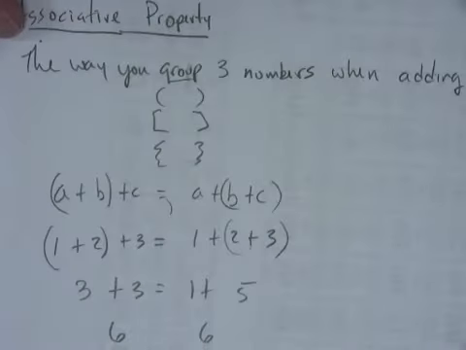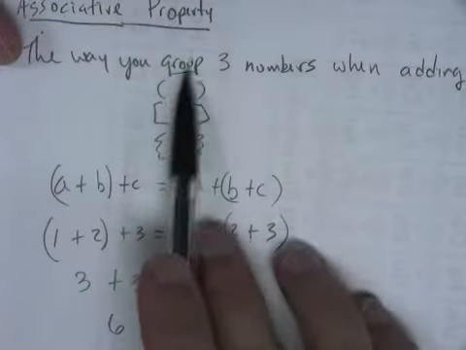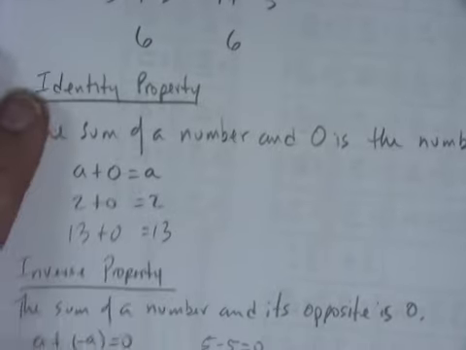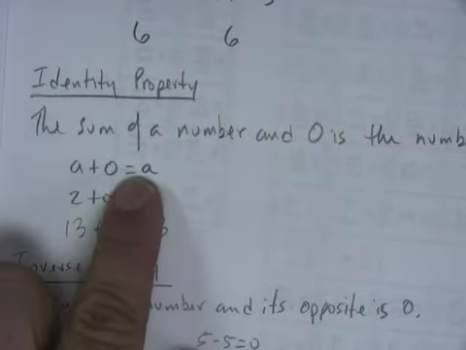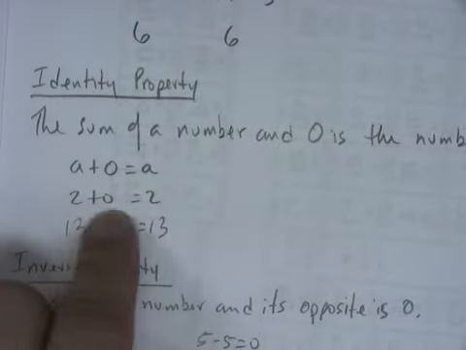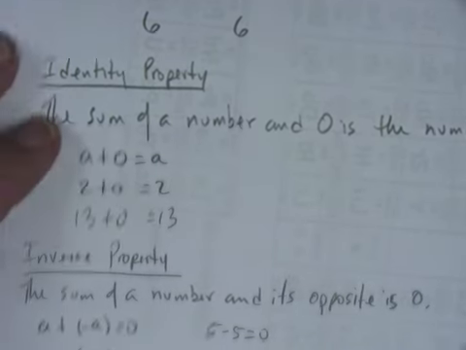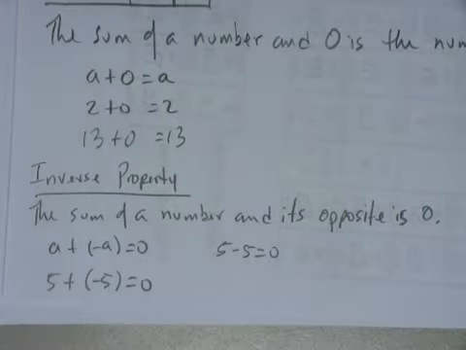The associative property is all about parentheses, the groups, the way you order them. Identity property means you get what you start with. So A plus 0 is A, 2 plus 0 is 2, 13 plus 0 is 13. You get what you start with. And the inverse property means if you take something and add its opposite, like its negative, then you get 0. All right, and that's lesson number 4.